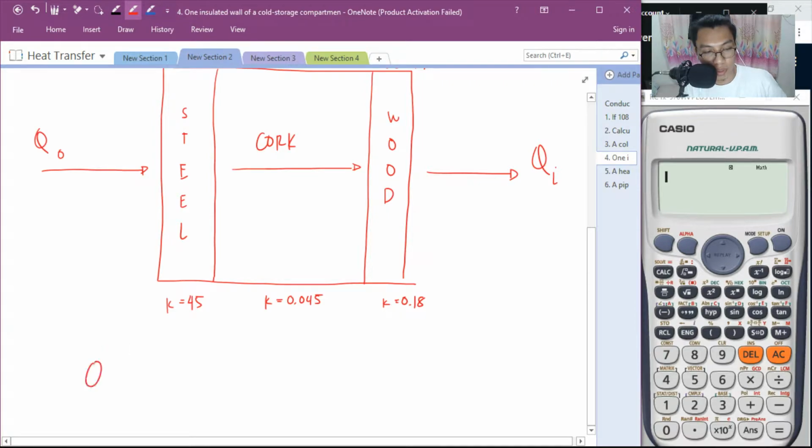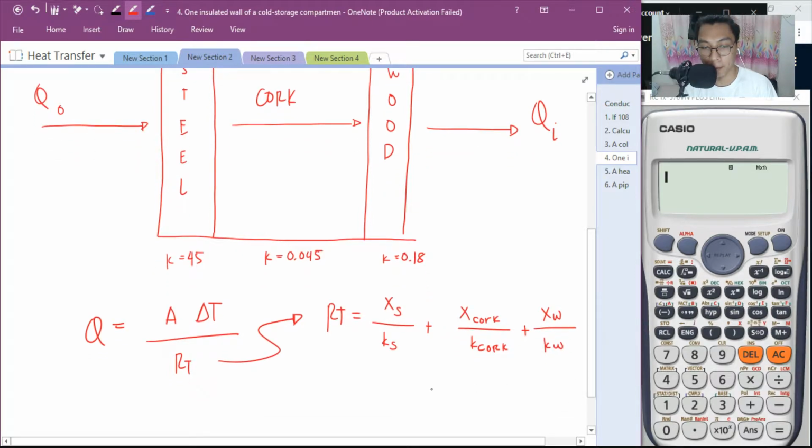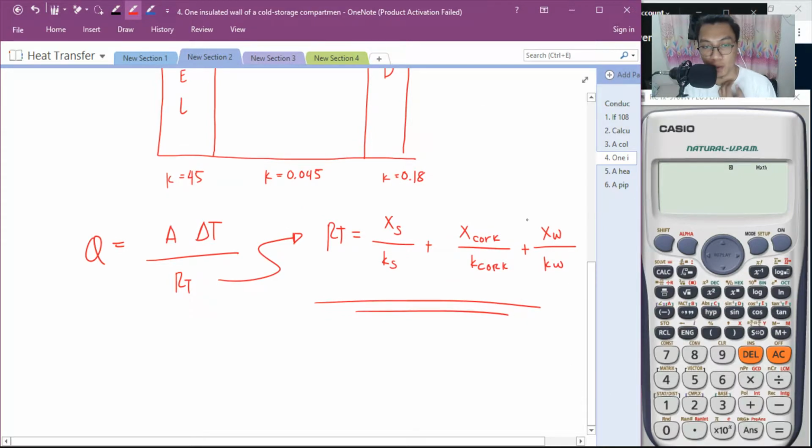Okay? So, the Q total will be equal to delta T multiplied to A divided by RT. Where RT is simply the total resistance nung lahat. So, X dito kay steel divided yung K ng steel plus yung X sa cork divided by K nung cork plus yung kay wood. Ang step mo dyan parati is to solve first yung RT bago yun dito. Okay? Sa mga types ng problem na to. So, let us solve muna yung RT.